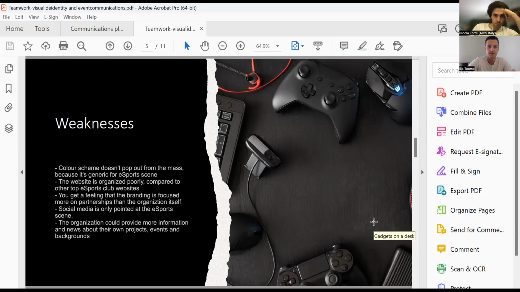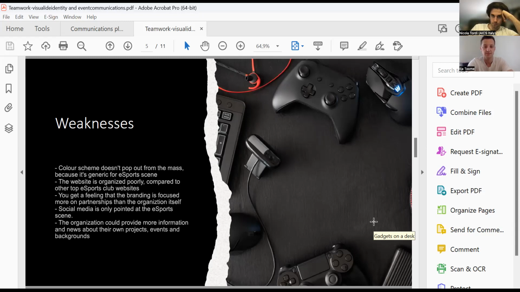The social media part is only pointed at the esports team. For example, when we looked at their Instagram, Twitter, all these social media, their visualization is just pointed to esports people. For example, they say on the website that they do sport events as well, and more camp things, LAN events, etc. But there are only pictures of people playing and having everything together in a gaming atmosphere. So there could be more. That's true.